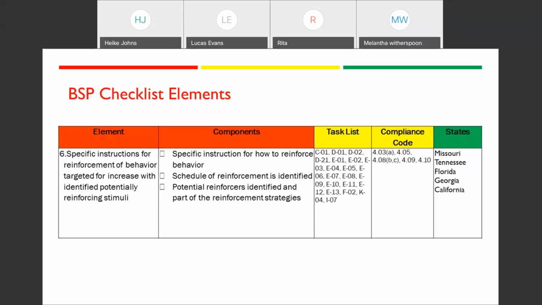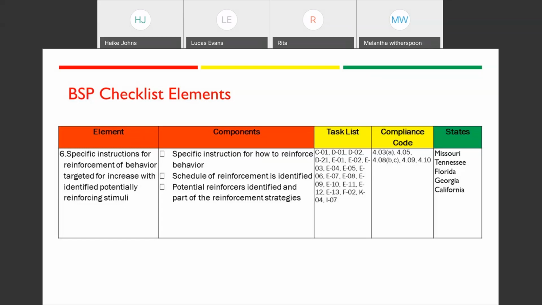And this one is all about how to reinforce behavior that you would like to increase. What specific instructions are there for reinforcing behavior? How often do you do it? That's a schedule. Is it every single time? Is it on a fixed time interval? Or is it on an interval time? Is it every other performance that you see that you provide reinforcement? How often should people do it? And then what do they do it with, so to speak?